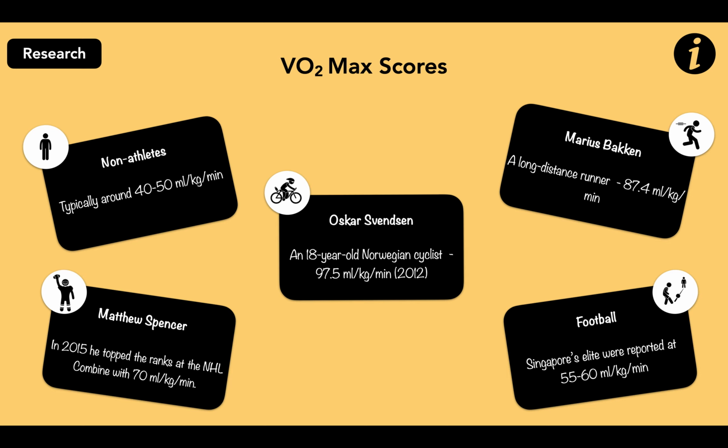And then in the top right, you've got Marius Bakken, who's also a long distance runner who recorded an incredible score there of 87.4. So these are just some examples of VO2 max scores that have been published. And we will be looking to do a test that gives an indication of a VO2 max score so you can compare to these incredible athletes. So that's aerobic capacity and its relationship with VO2 max. Thank you.